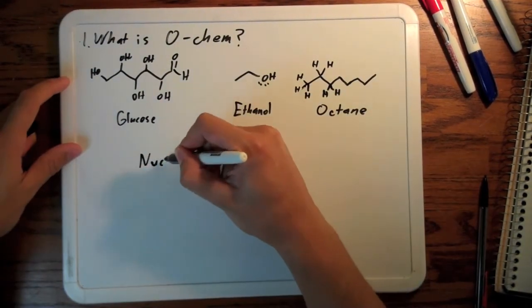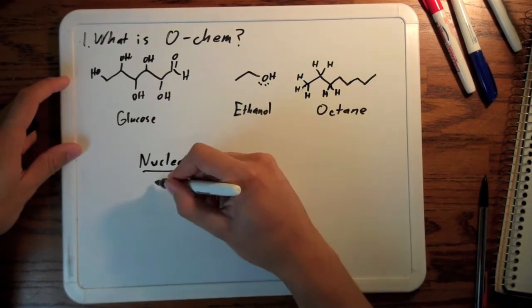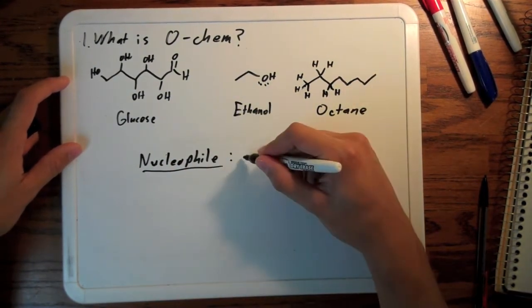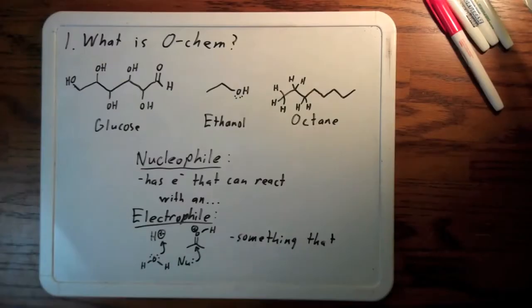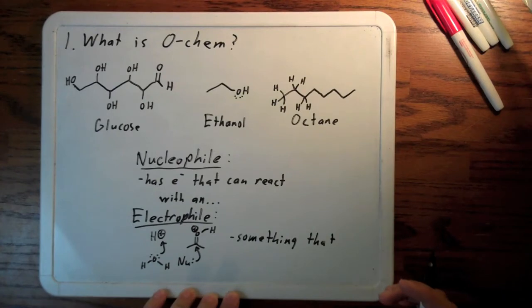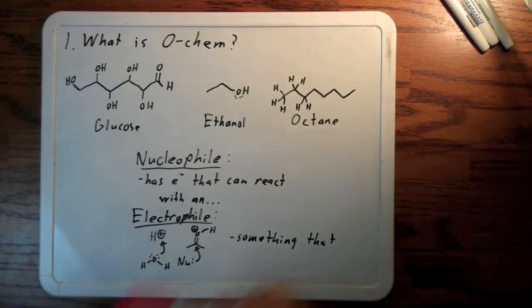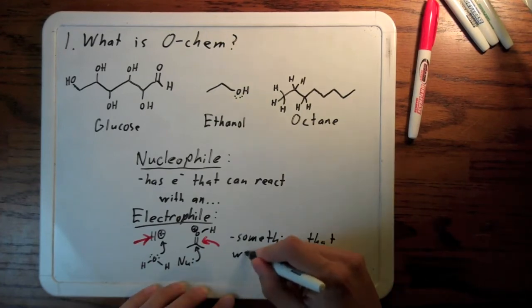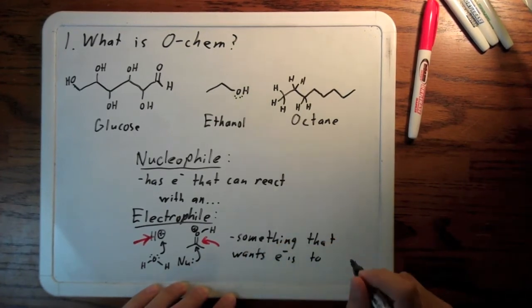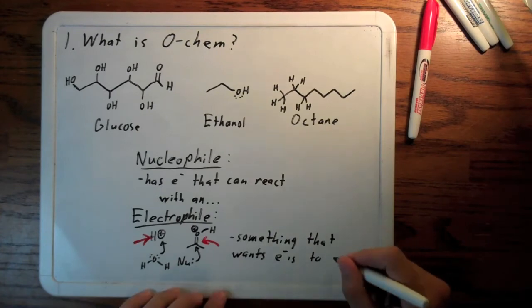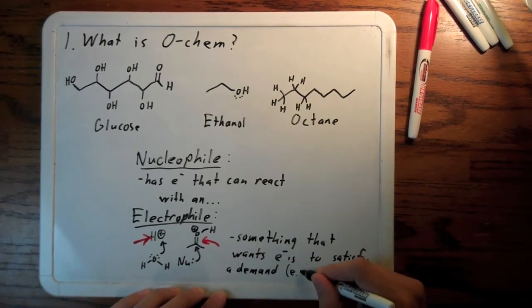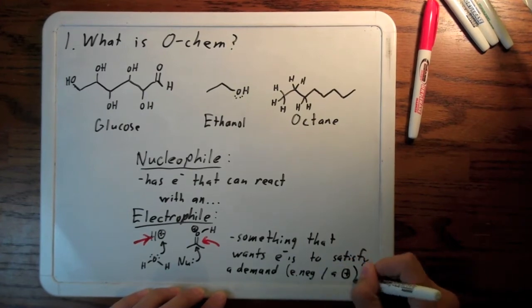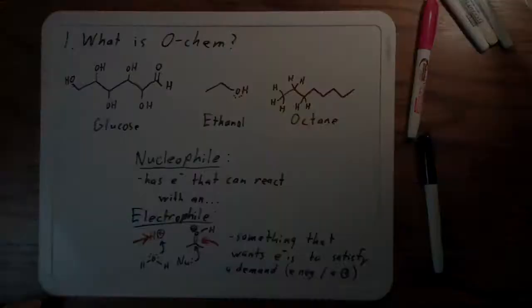This can act as what's called a nucleophile. A very general definition of a nucleophile is something that has an electron pair or electron pairs that can react. The counterpart to the nucleophile is called an electrophile. In this case, it's this proton right here from an acid, or the protonated ketone, which is also called an alpha hydroxycarbocation, depending on the resonance structure. An electrophile is something that wants electrons to satisfy a demand, whether that's due to electronegativity or positive charge.